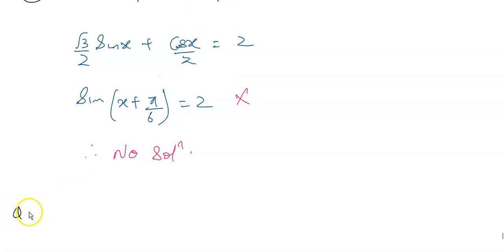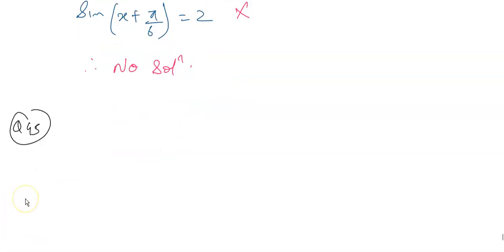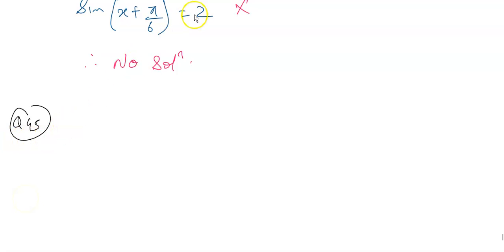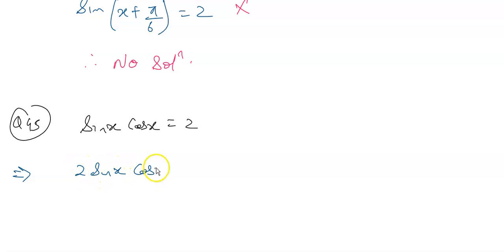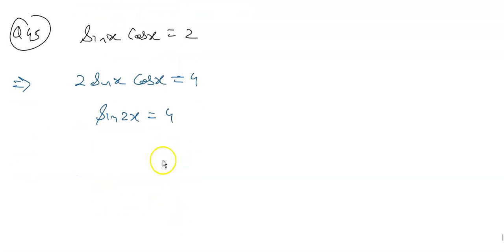Then last question, 45. It says the equation sin x into cos x equal to 2 has one solution, two solutions, infinite, or no solution. Again no solution. How no solution? Look, I multiply and divide by 2, so this is 2 sin x cos x is equal to 4. 2 sin x cos x can be written as sin 2x. So sin 2x is equal to 4. Now sin 2x equal to 4, sine of some angle equal to 4, again cannot be possible, the maximum can be 1. So therefore no solution again.